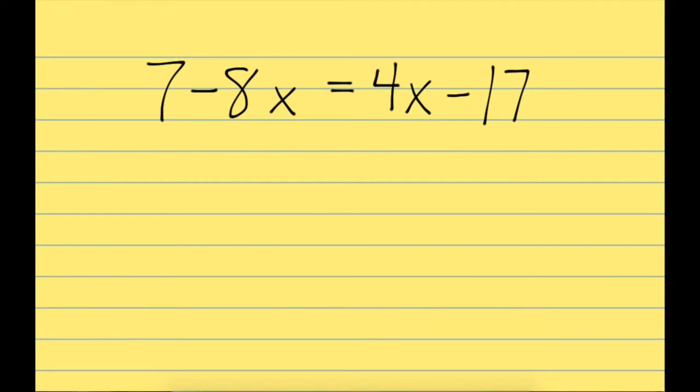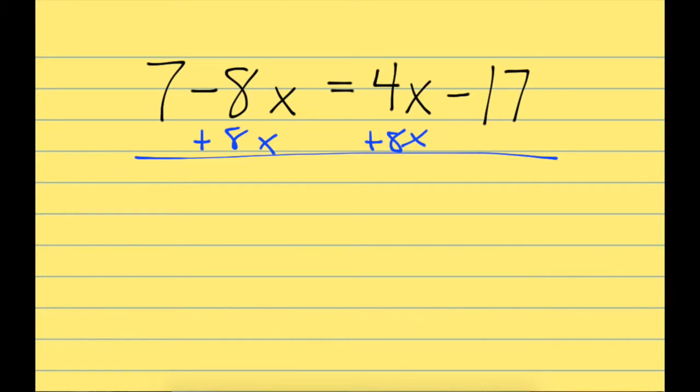variables on one side. So I either need to move the negative 8x or the 4x. Now I can move the negative 8x by adding 8x to both sides, or the 4x by subtracting 4x to both sides. It actually doesn't matter which one I do, but I'm going to add 8x to both sides first.